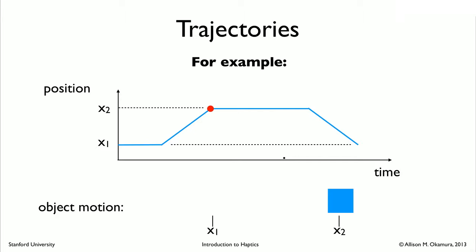And then we have another pause where the block just sits there holding at x2, and then it goes back to x1. So you can see obviously that on these trajectories, the plot can go downward, it can slope downwards, and that just means that you have a negative velocity. The object is moving back towards its original position.